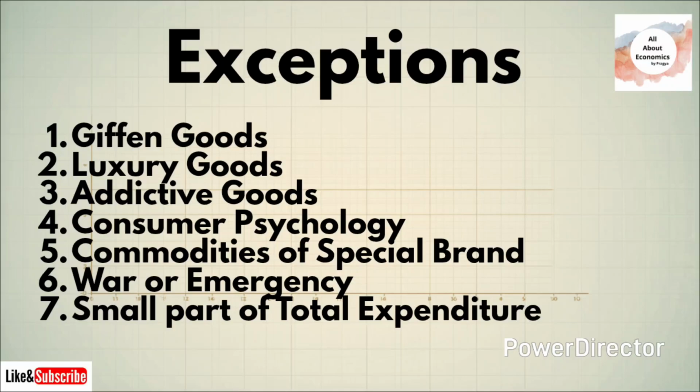Fifth one is commodities of special brands. So there are some products, some brands that are very popular in the market and people just want to purchase them. For example, Apple products, Tata products, right? These are the products that people want to purchase. So the law of demand doesn't apply here.